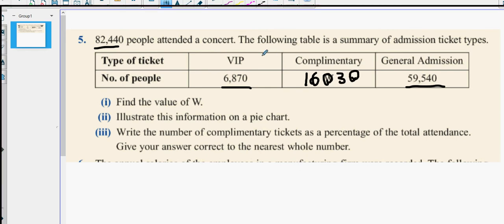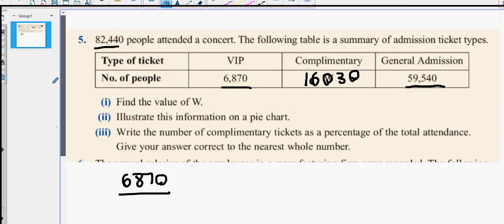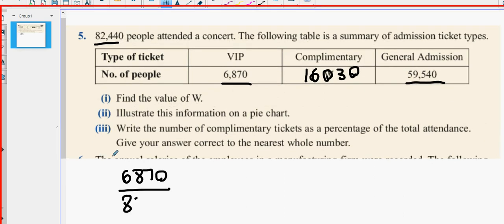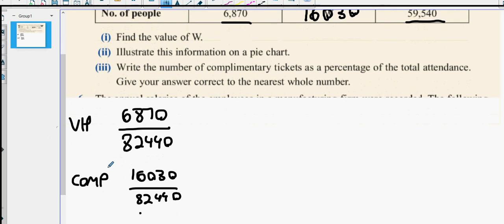Okay, next thing I'm going to do is form the pie chart. So for VIP, it's going to be this number here, and you divide it by your total, don't you? Okay, and we'll change that into percentage in a second. So that's the VIP fraction. What's the fraction for complimentary then? The fraction for complimentary will be your 16030 over your 82,440. And finally, your last one is your general admission, which is your 59,540 over your 82,440, and that is general.